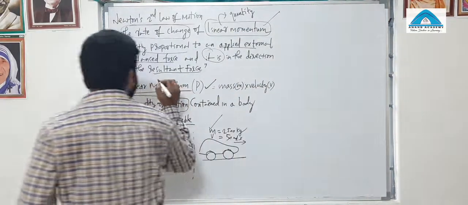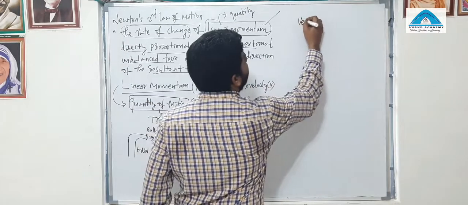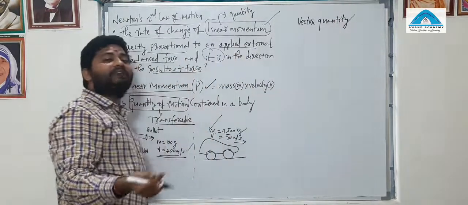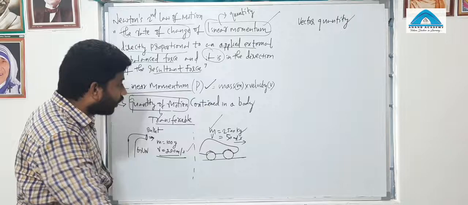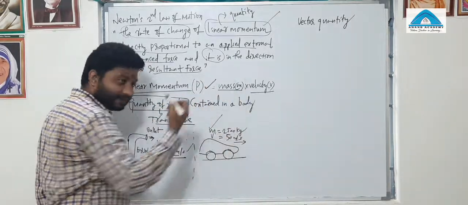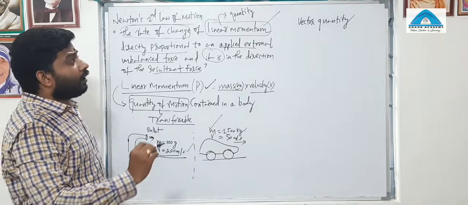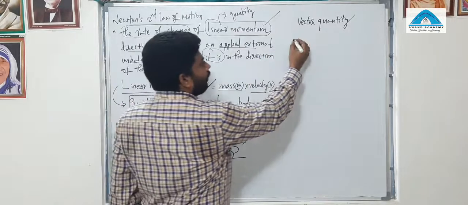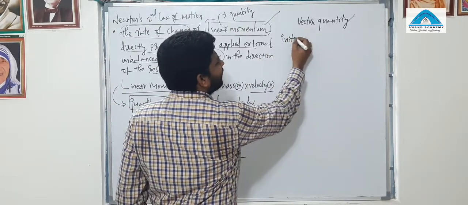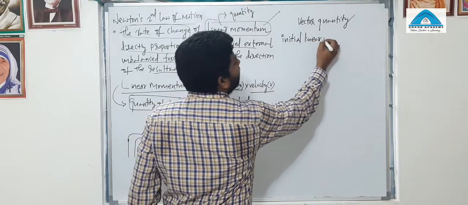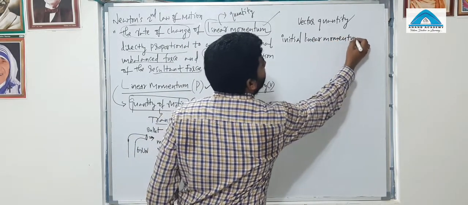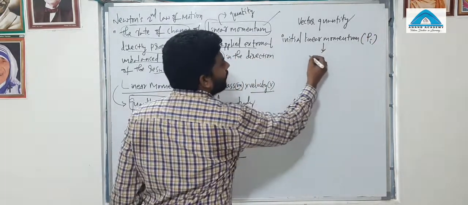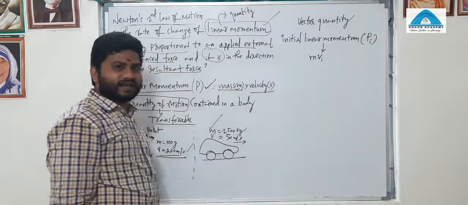Okay. So linear momentum is a vector quantity. What is that? Linear momentum is a vector quantity. It will have magnitude as well as direction, because linear momentum is mass into velocity, right? Now you can clearly see that the initial linear momentum can be written with the symbol P suffix I, which is mass into initial velocity, V suffix I.